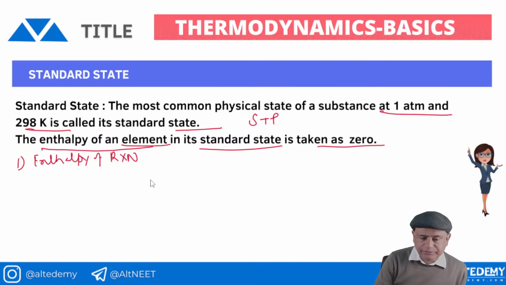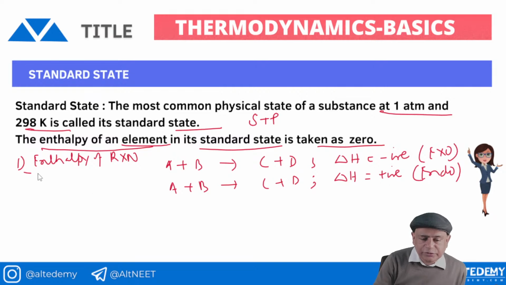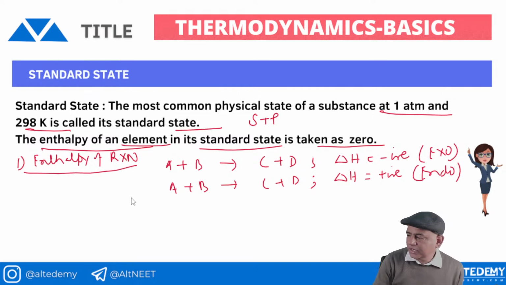You must have noticed, if you have a reaction like A plus B giving us C plus D, there is a semicolon here, and delta H. If it is negative, it is an exothermic process. And if A plus B is giving us C plus D and delta H is positive, then it is called an endothermic process. A semicolon and then delta H is written. So these are the various types of reaction that we come across. One is called enthalpy of reaction.